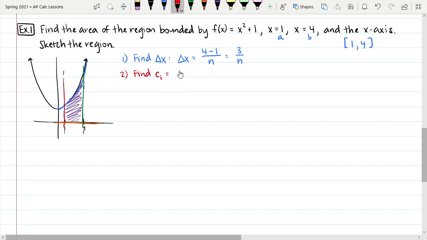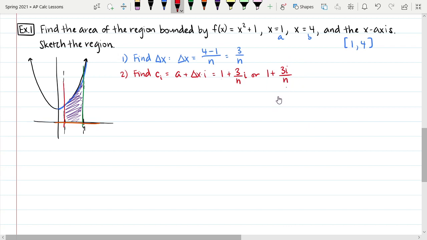So c sub i, remember, that's a plus delta x times i. Well, our a is 1. Our delta x is 3 over n. So that means our c sub i expression is 1 plus 3 over n times i. Or you can also write it as 1 plus 3i over n. You are welcome to write it that way, and depending on what you have to do with this expression, this might be a little bit simpler. It's up to you.